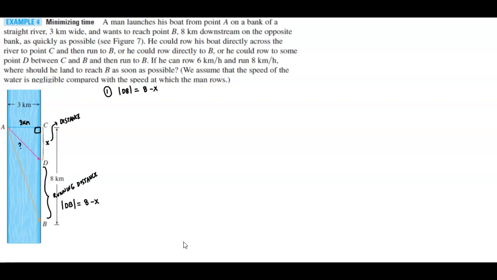And so over here, let's find the absolute value of AD. The hypotenuse squared is going to equal x squared plus 3 squared, which gives us the absolute value of AD squared, which is equal to x squared plus 9. And if we take the square root of both sides, then we know the absolute value of AD is going to equal the square root of x squared plus 9. So the distance of AD is the square root of x squared plus 9.